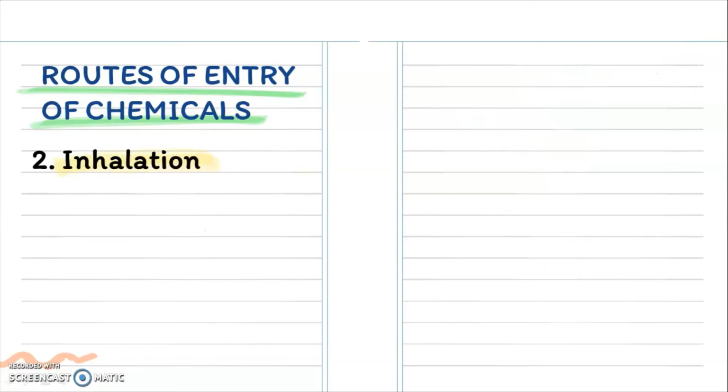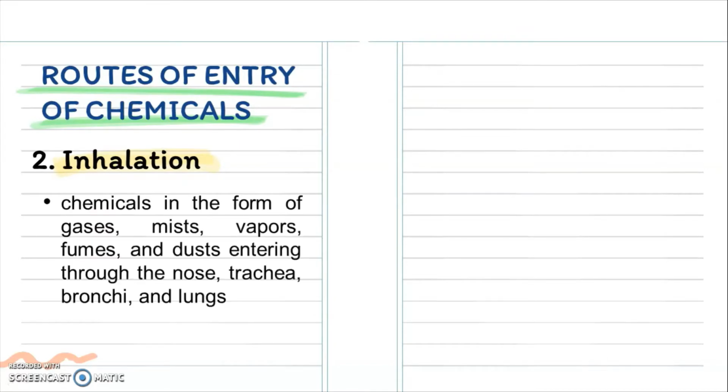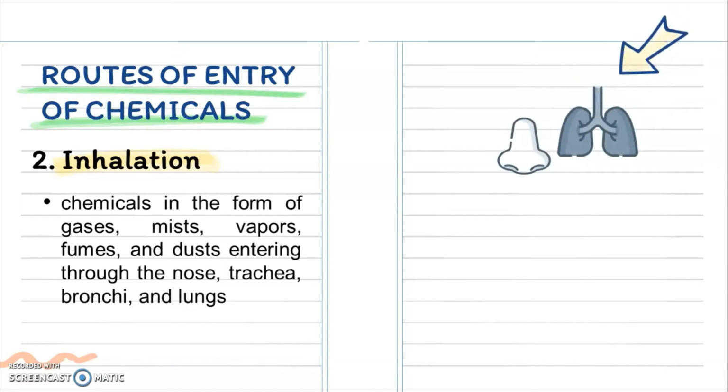The next route of entry is via inhalation, wherein chemicals in the form of gases, mists, vapors, fumes, and dust entering through the nose, trachea, bronchi, and lungs. Simply, inhalation is through our nose. Naalala nyo ba during the Taal volcano eruption? We were advised na magsuot ng mask. Kasi daw, nung inobserve nila under the microscope yung mga dust during the eruption, nakita nila na parang broken glass or bubog yung mga dust particles. That can damage the lung surface.